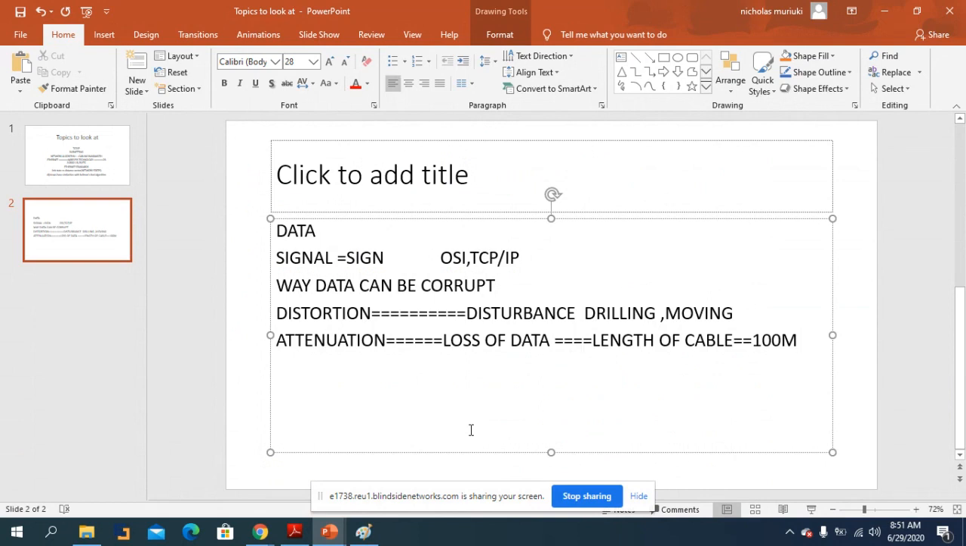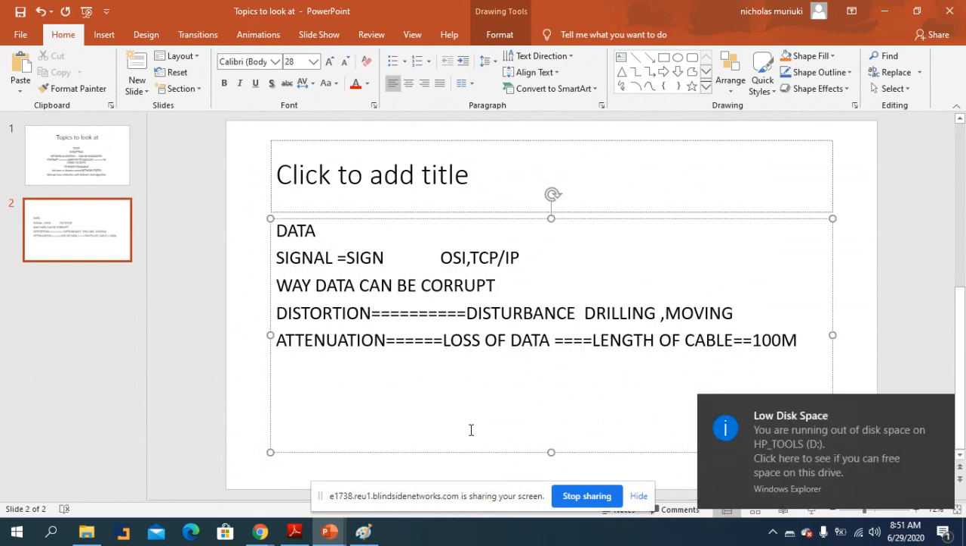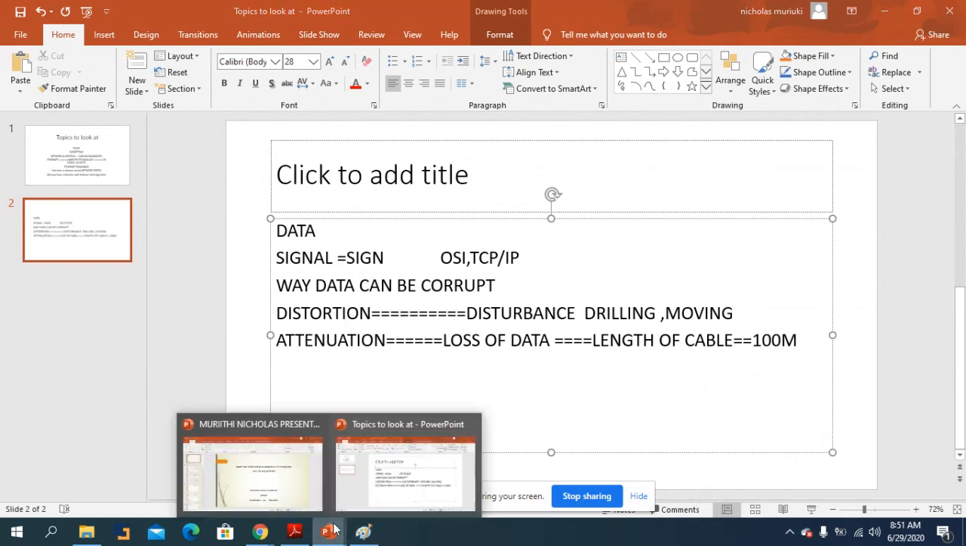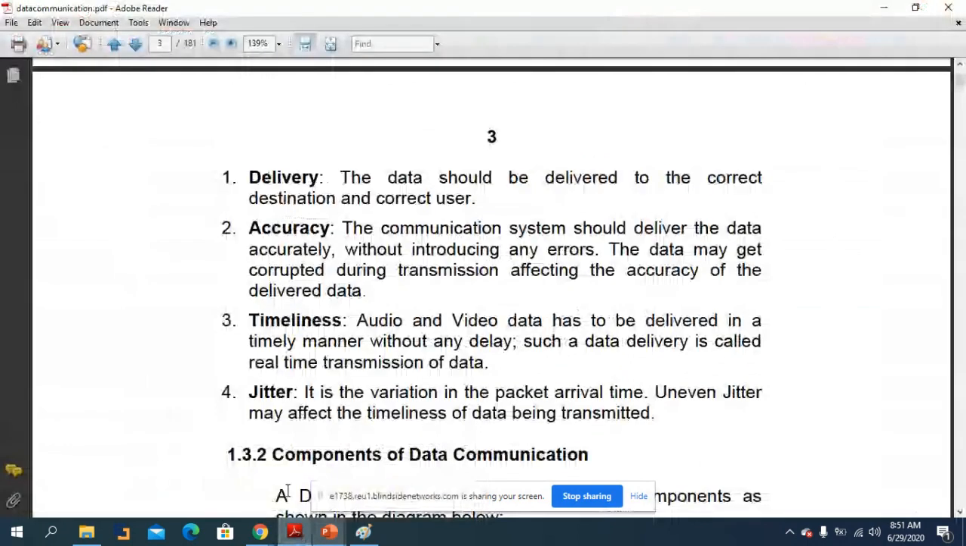You are communicating, but this person is not clear. It's like now you are demeaning the communication. You are reducing the communication. This reduction of communication is the one that results in what you call jittering, and we have said it is a variation of packet arrival time.